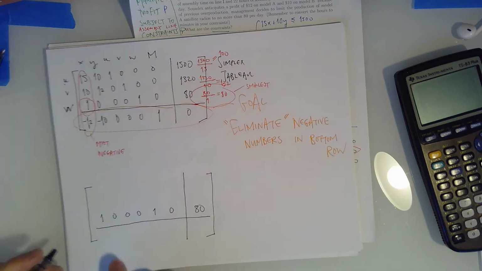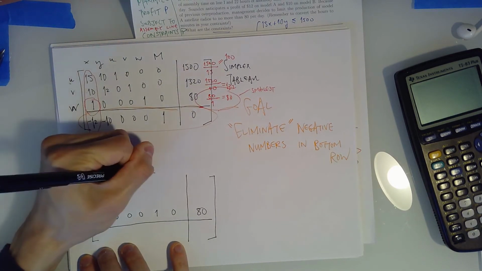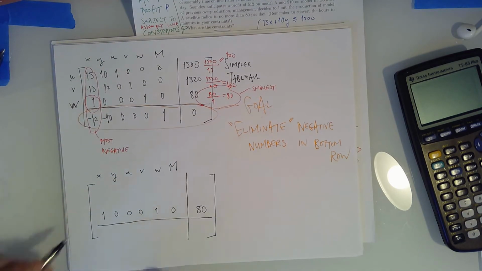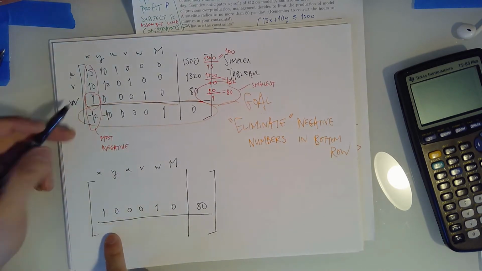Okay, and just to be safe, I'm going to write down these variables x, y, u, v, w, m. Okay, and I'm not going to rewrite these yet because there's going to be some switcheroos that happen. So we're going to just leave this alone here. But we're going to start doing Gaussian elimination.